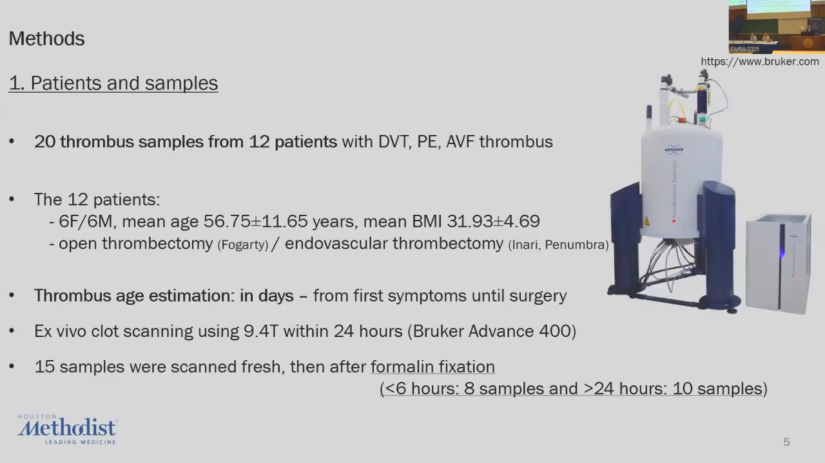So far, we collected 20 thrombus samples from 12 patients who suffered deep venous thrombosis, pulmonary embolism, or arteriovenous fistula thrombosis. We estimated the clot age in days from the first symptoms until the day of the surgery. We got these clots that were removed via open or endovascular thrombectomy.